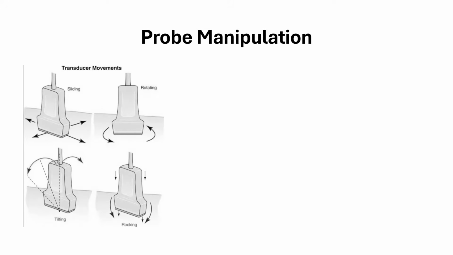It is very important for us to learn some of the probe manipulation techniques to overcome the very limited and narrow imaging window of the heart with surface point of care ultrasonography. Remember, we are very limited by the ribs, bones, and lungs. Here are some of the probe manipulation techniques which we can use to optimize the image. This includes sliding, rotation, tilting, and rocking. We'll have some brief videos describing how to perform these maneuvers.